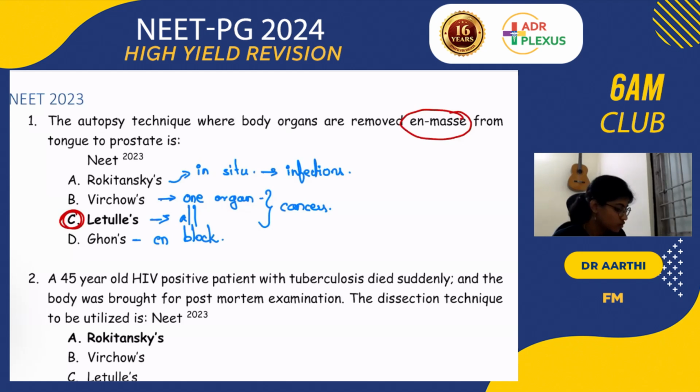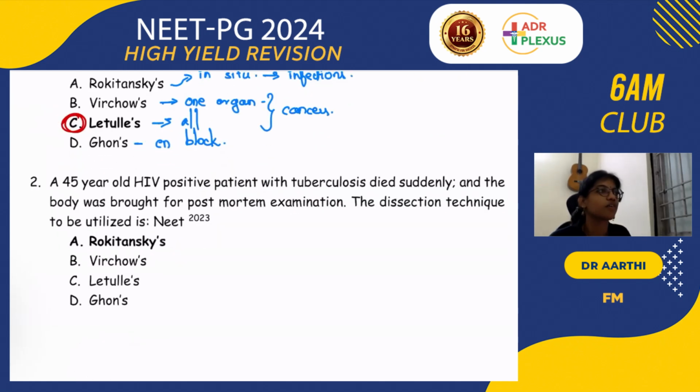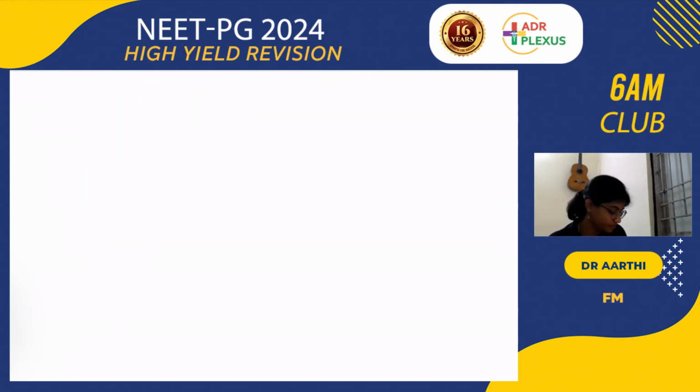Okay. So again, another question: a 45-year-old HIV positive patient with tuberculosis died suddenly, and the body was brought for postmortem examination. The dissection technique that will be utilized is Rokitansky technique, right? Rokitansky technique we will be using.